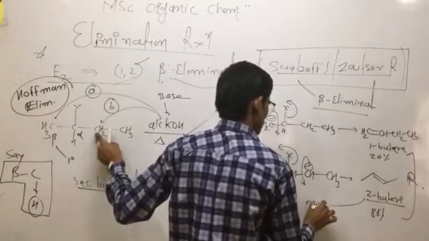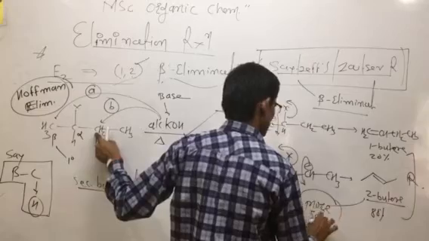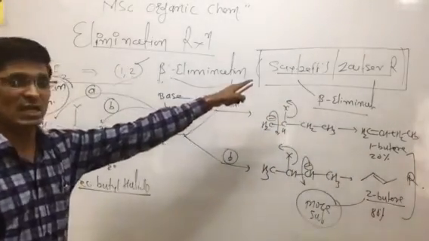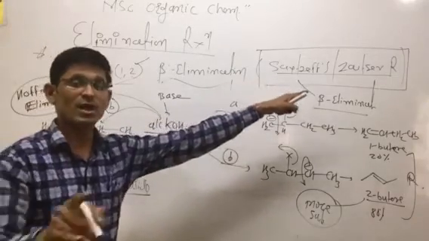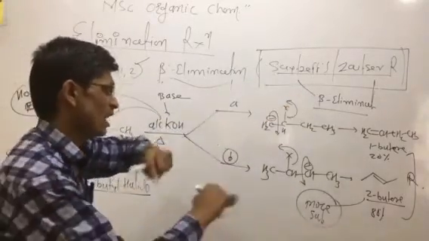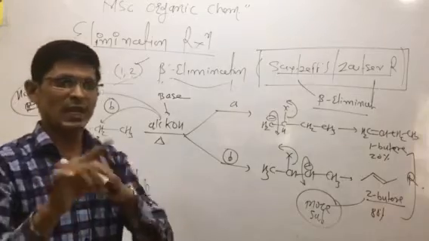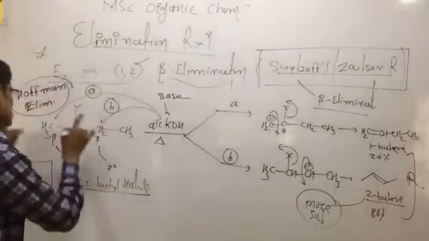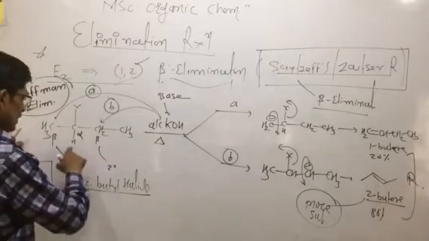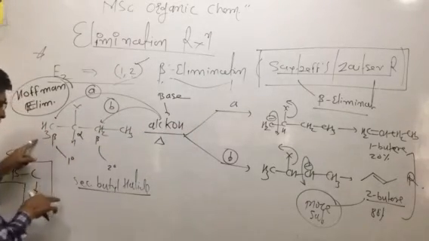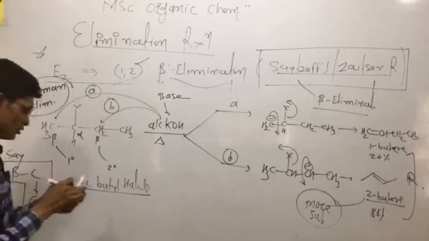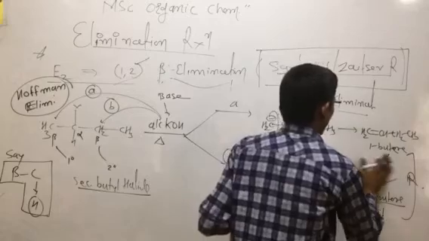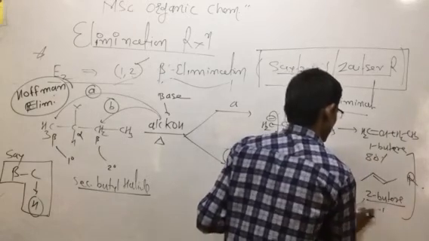This is called the more substituted, and this is the less substituted, in the Saytzeff elimination reaction. But in the Hofmann rule, it is opposite, just like Markovnikov and anti-Markovnikov, the same phenomenon is here. So in the starting reactant molecule, the alkyl halide, in the Hofmann rule, this will be the major and this is the minor.